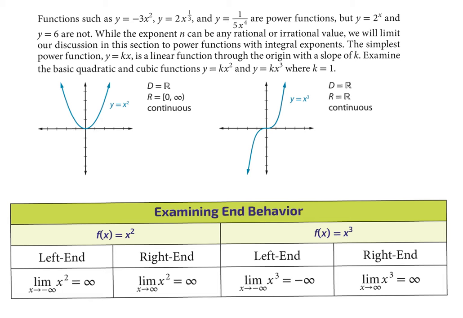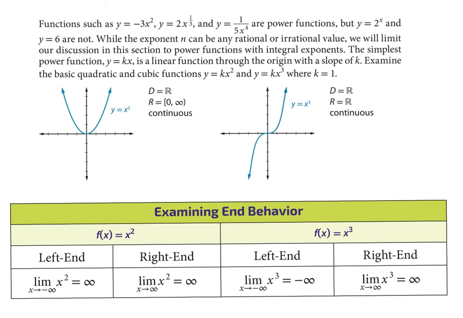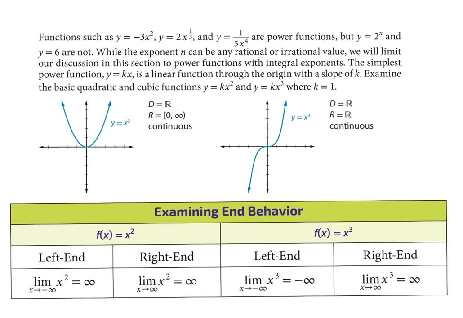I'm going to pull this down some. We have y equals negative 3x squared, x to the 1/3, and y equals 1/5 x to the 4th, which are all power functions. And then these are exponential. This is what I was describing earlier, and I said it backwards. So 2 to the x is actually considered an exponential function. Y equals 6 is actually a linear function. And so for it to be considered a power function, you actually have to have your power in there.